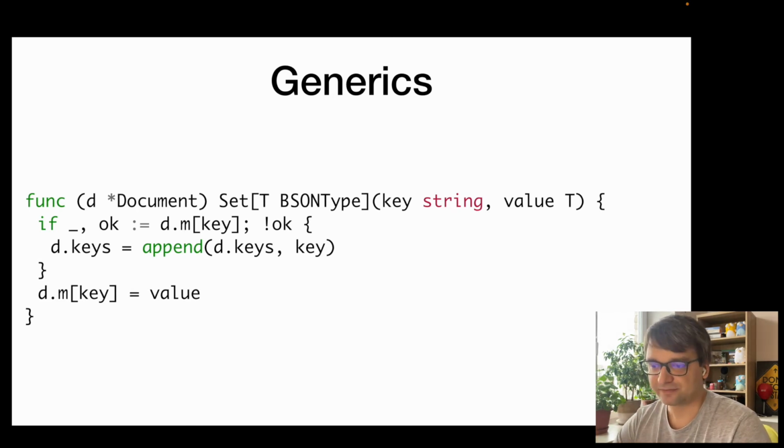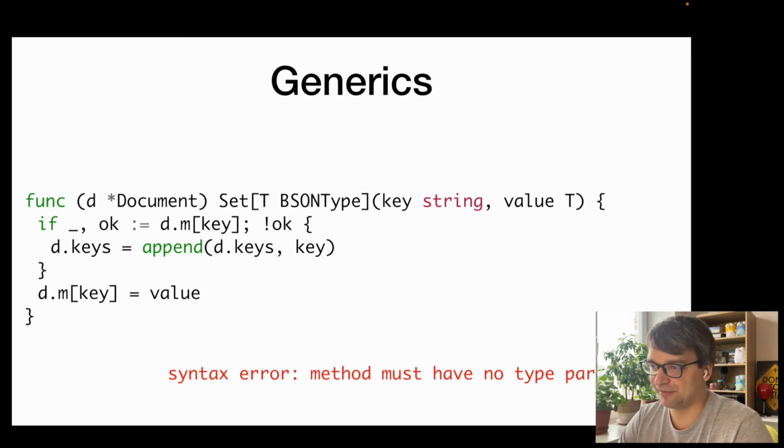Right, so that code actually has one problem. It doesn't compile. And that's because methods cannot have type parameters yet in Go. And the reason for that is quite interesting. By definition, an interface is just a set of methods. And if your type implements some interface, you can do that by just defining the same methods as the interface.